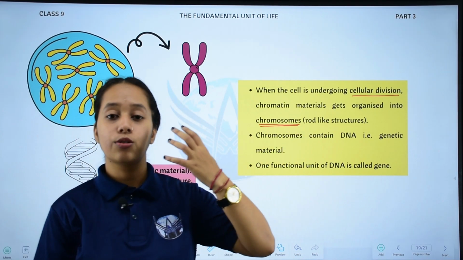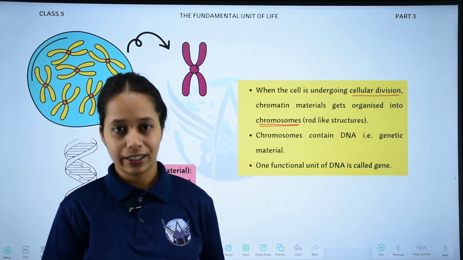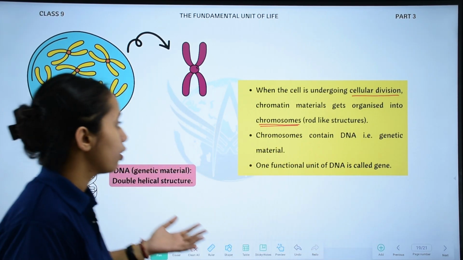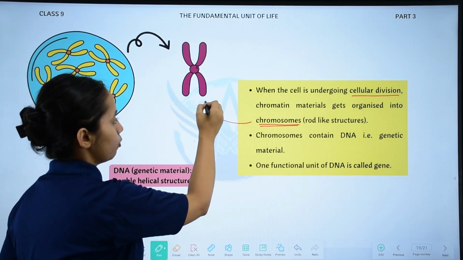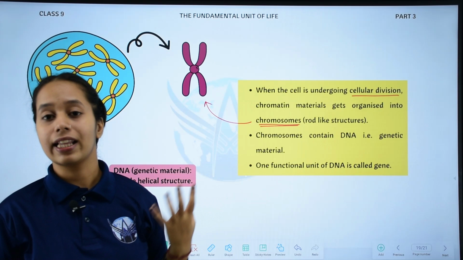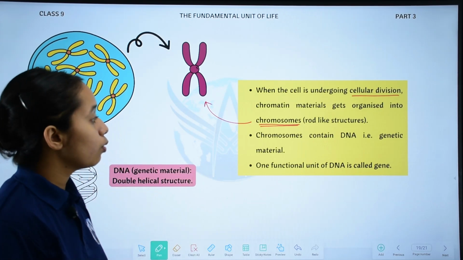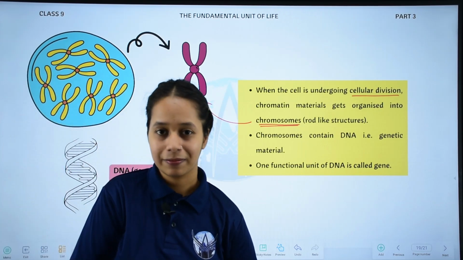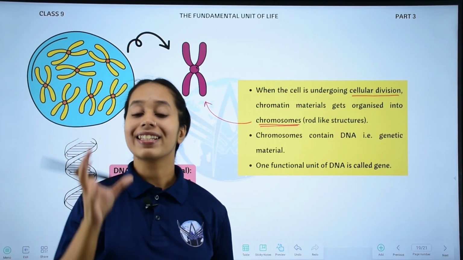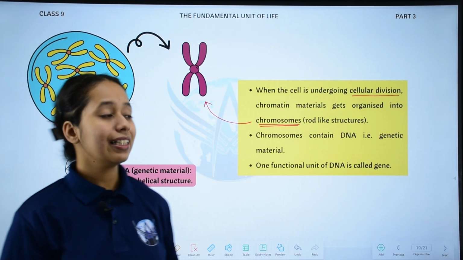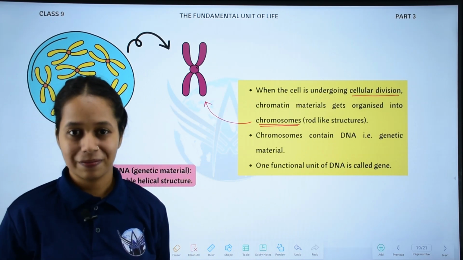Chromosomes have a rod-like structure. How does a chromosome look like? A chromosome looks like this. It has a rod-like structure. Chromosomes contain DNA. DNA, a very popular word. So where is DNA present? DNA is present in these chromosomes.